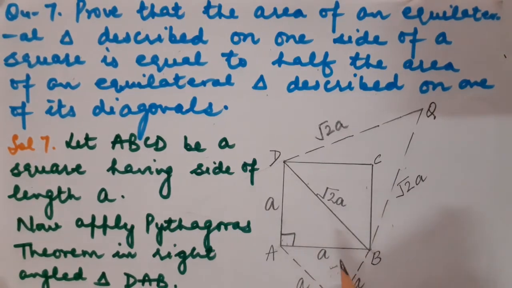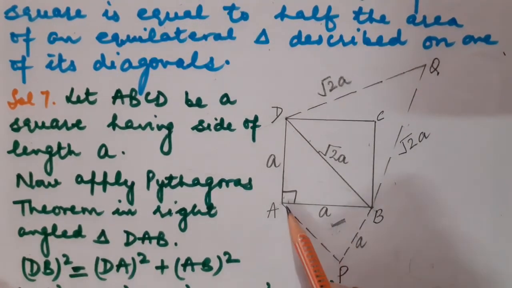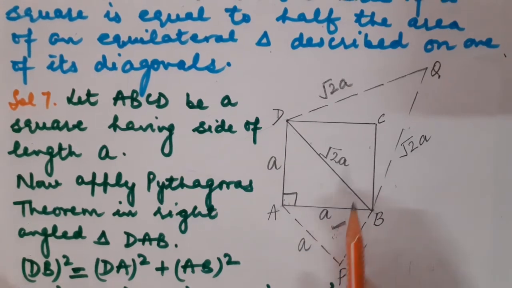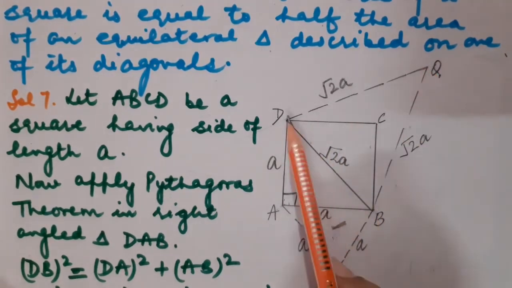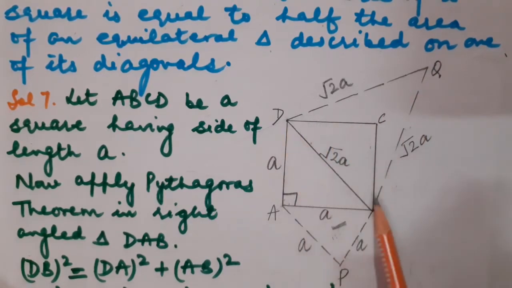I have to prove that the area of an equilateral triangle which is made using one side of a square, means the area of equilateral triangle APB, is half of the area of the equilateral triangle which is made using the diagonal of a square. Got it?